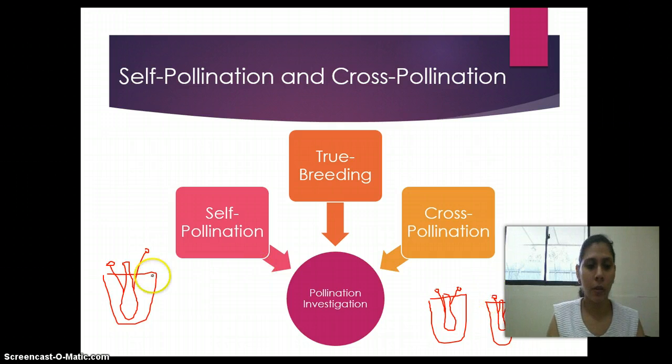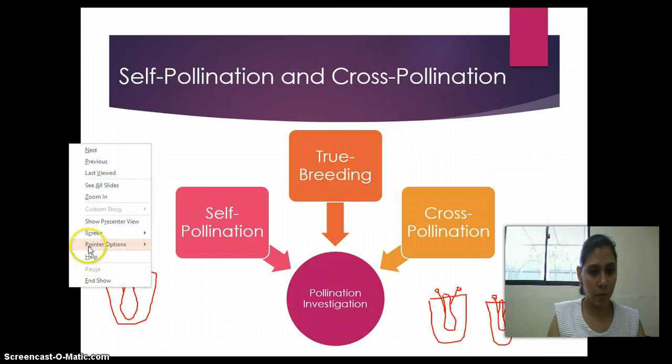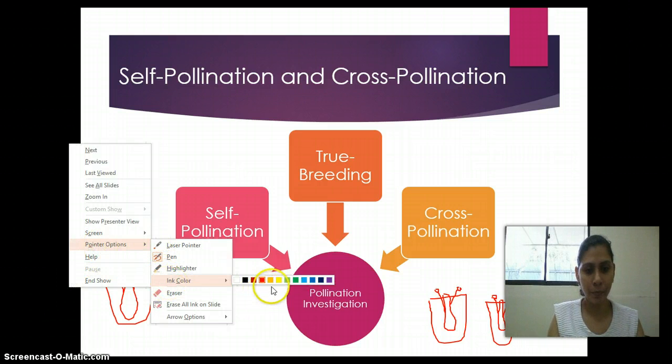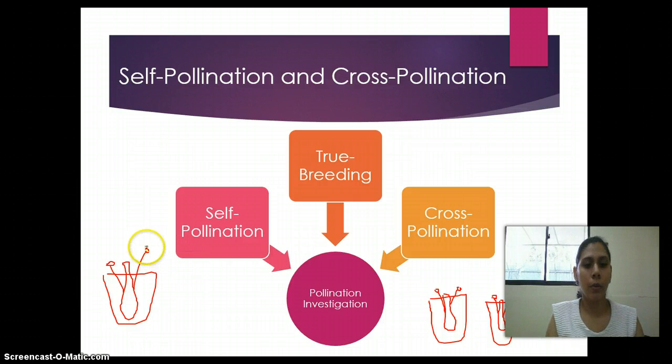Okay. So in self-pollination, we know that the anther carries the pollen, which is the male reproductive cell. So what can happen is that the wind can come. It can be wind, or there can be an animal like a bee, and it can move this pollen around. So this pollen can be transferred from the anther to the pistil and then fertilize an ovule, which will then turn into a new plant.